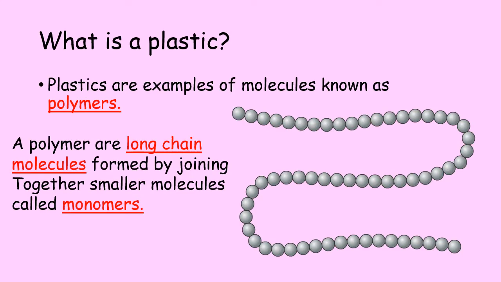This is a National 5 Unit 3 chemistry video, and this video is going to cover the entire topic of plastics and polymers. So plastics are made from molecules known as polymers, and polymers are long chain molecules formed by joining together smaller molecules called monomers that repeat over and over again inside your long polymer chain. So each one of those circles represents a monomer that have joined together to form the whole chain, which is called a polymer.